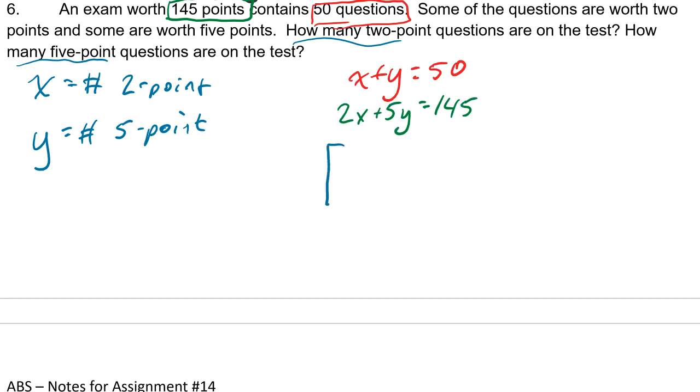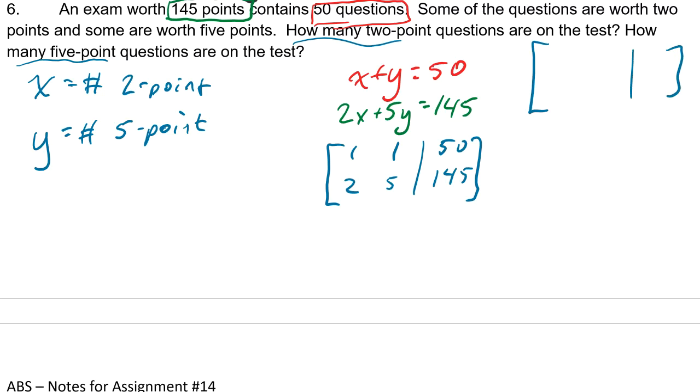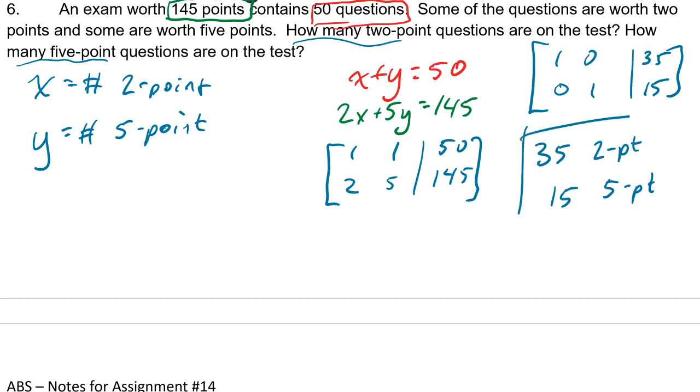And now we're ready to solve. So 1, 1, 50, 2, 5, 145. If you solve that, you will get 1, 0, 35, 0, 1, 15. And so there's 35 2-point questions and there are 15 5-point questions.